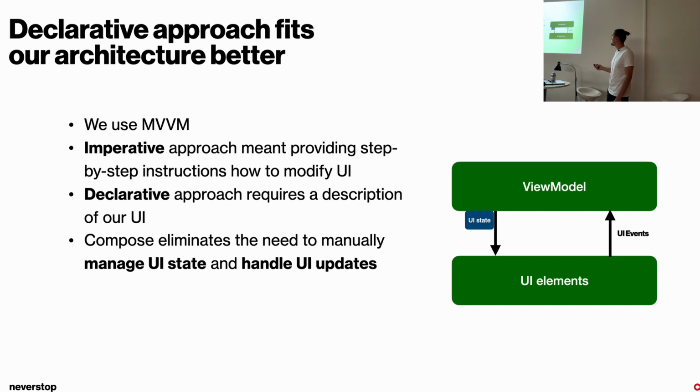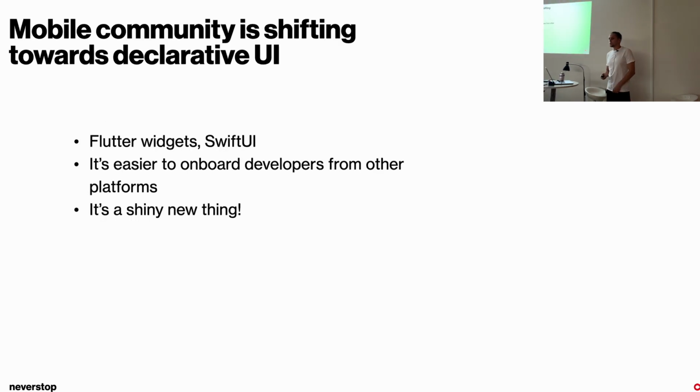Okay, moving on to the last thing. We noticed that the mobile community is shifting towards declarative UI, with Flutter having widgets right from the beginning and the iOS community slowly shifting towards SwiftUI. Those are all declarative approaches, so it's way easier to onboard developers from other platforms. If, for example, somebody worked with SwiftUI, it's way easier to onboard them to Compose than to start teaching them the XML thing.